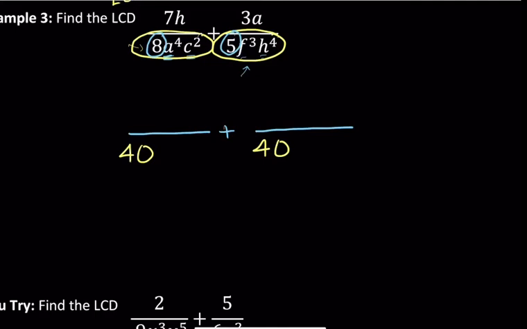So A to the fourth, C squared, F cubed, H to the fourth. I didn't give myself a ton of room there. Now that's kind of an obnoxious example right there. That is your LCD for everything that we found there.